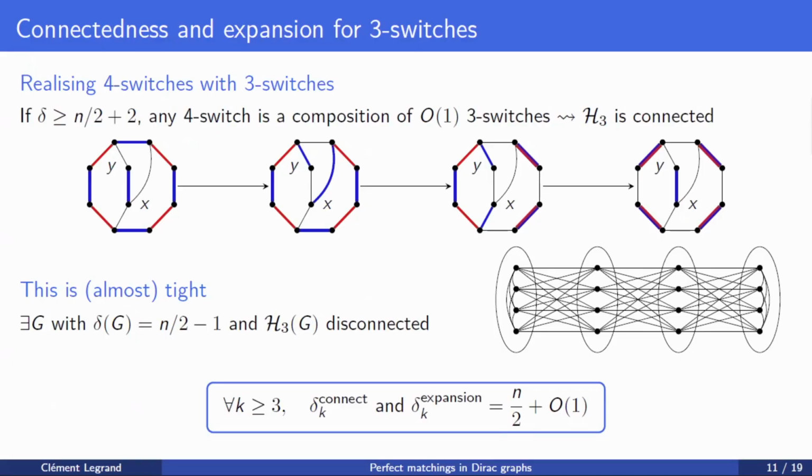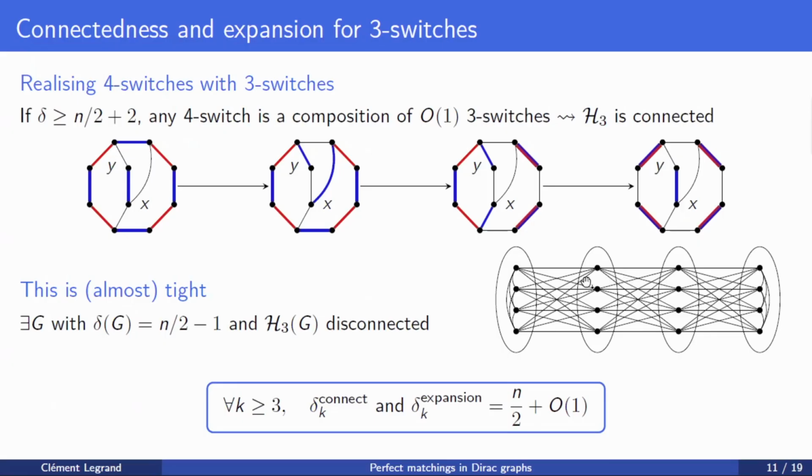Okay, so this tells us that H3 is connected, and we have the lower bound as well of n over 2 minus 1. Just because if you take this graph here, it has 4 parts of equal size, with bipartite complete graphs between them, and then those parts are independent sets, but those on the side are cliques. So the minimum degree of this graph is n over 2 minus 1.